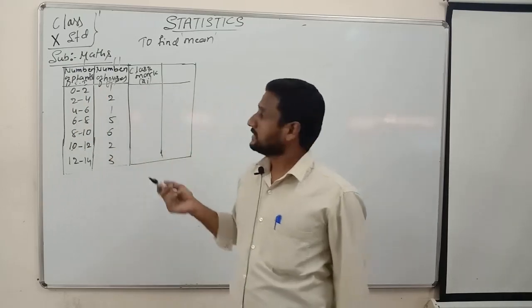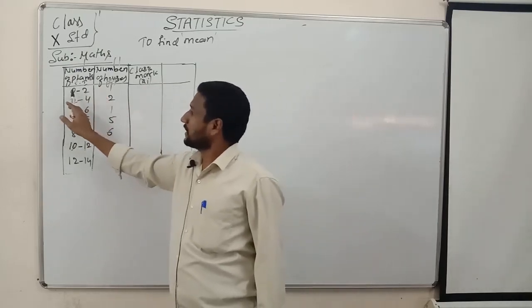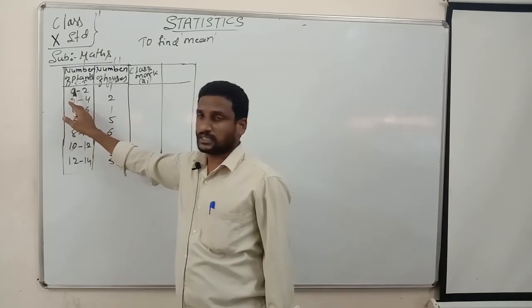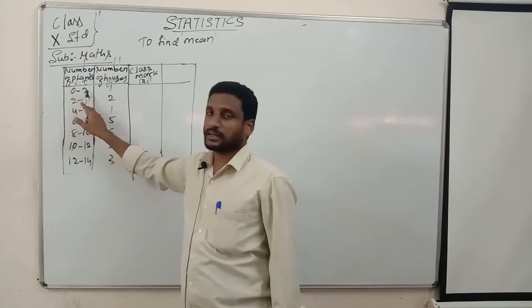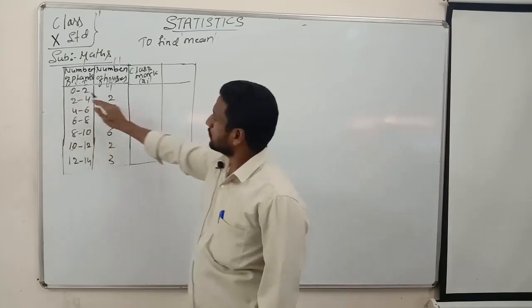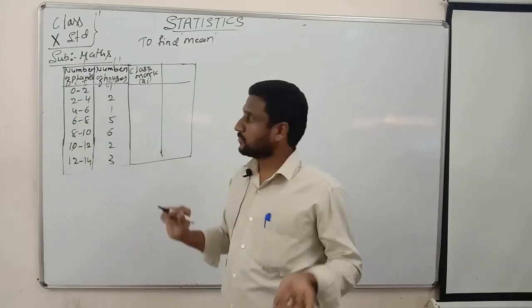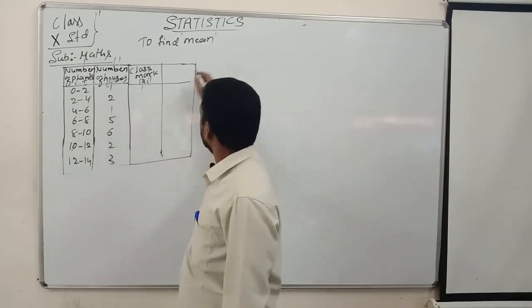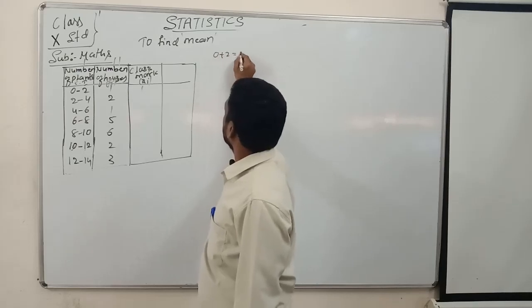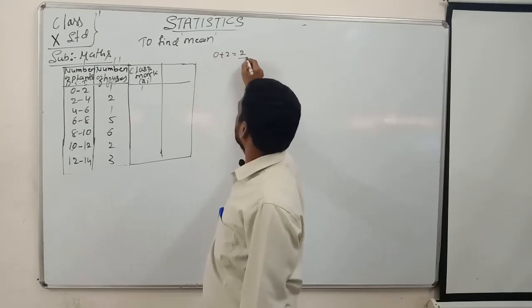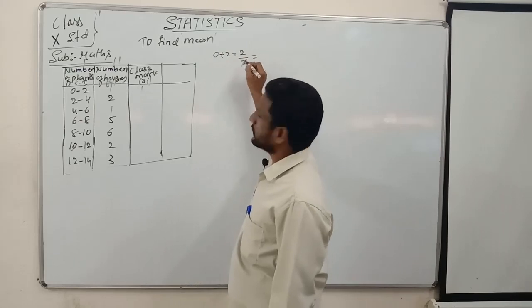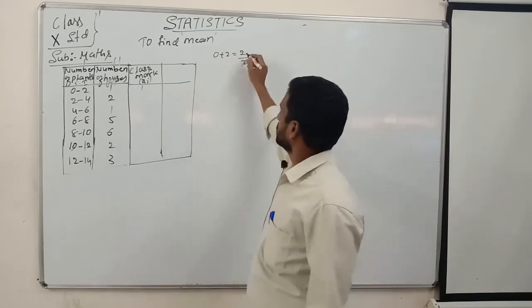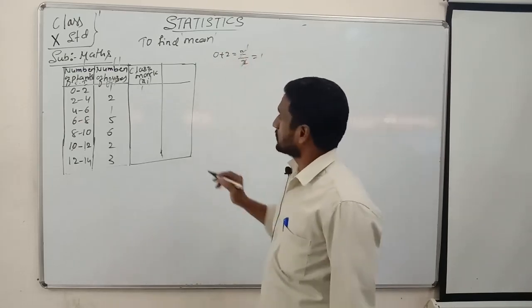So it is nothing but the average of these two numbers, the lower limit number and the upper limit number. So what is 0 plus 2? 0 plus 2 is 2. Again 2 divided by 2, we are going to get 1 here. How? 0 plus 2 divided by 2 is 2 divided by 2, this 2 is always constant, that is divided by 2. So 1 you can write.